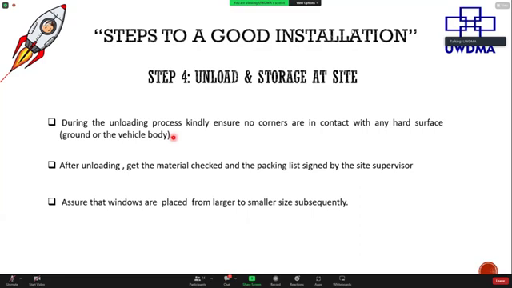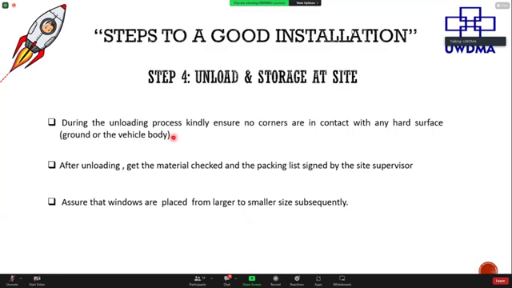The windows have gone for production. Now they have been dispatched and are being unloaded at the site. There are also many things you need to keep in mind while unloading. If you are doing it fast and you don't watch for stones or a hard surface, the corners of the window tend to break very easily. So please ensure that they are not contacting any hard surface.